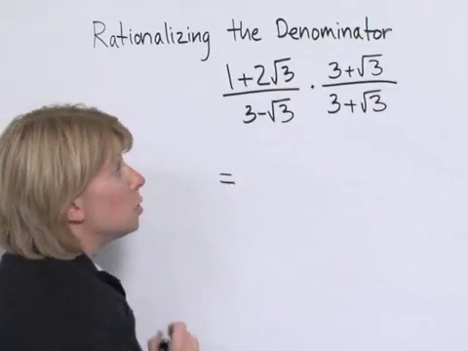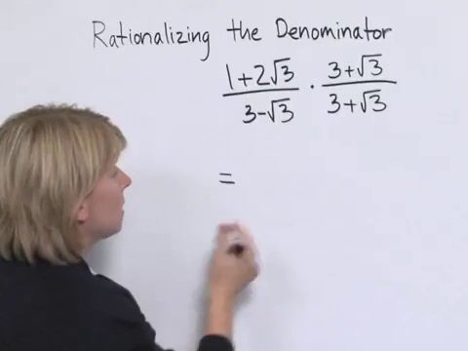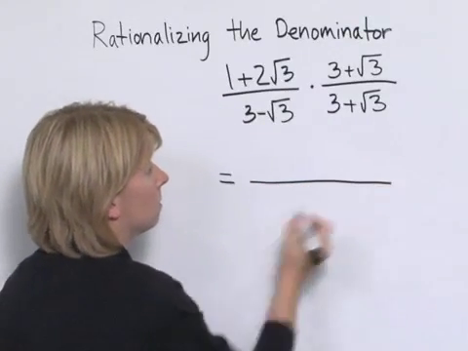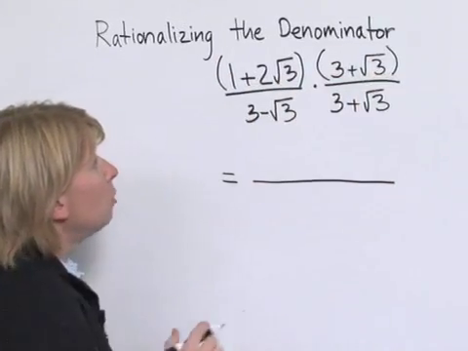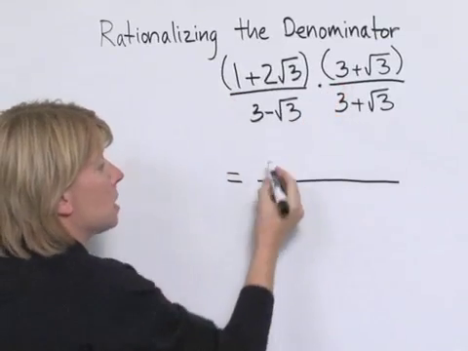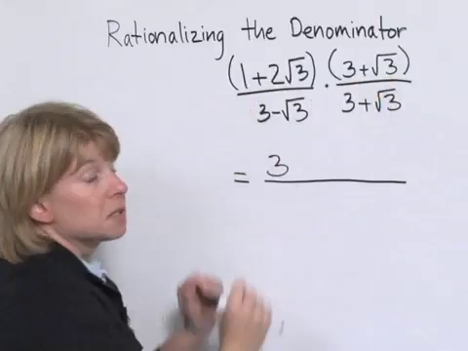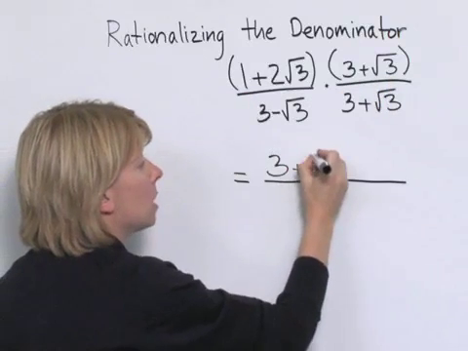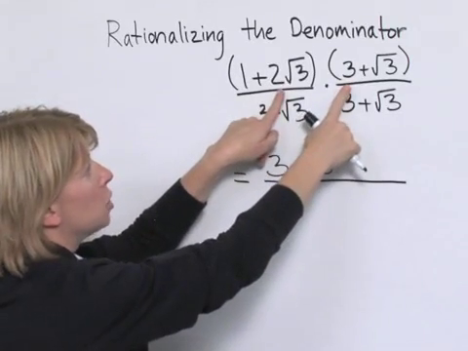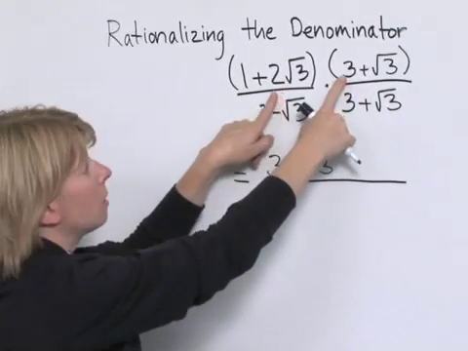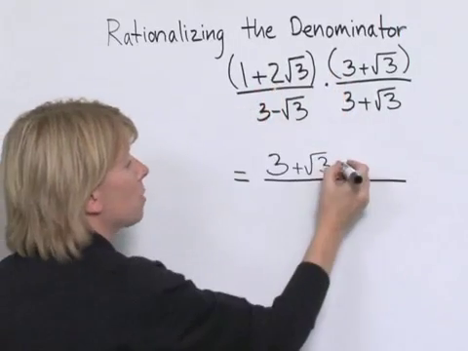To do this, we'll need to use the FOIL method in both multiplying in the numerator and then again multiplying in the denominator. In the numerator, our first product, 1 times 3, is 3. Our outside product, 1 times the square root of 3, is the square root of 3. Our inner product, we've got 2 times the square root of 3 times 3. We can multiply the 2 times 3 to get 6 and have 6 times the square root of 3.